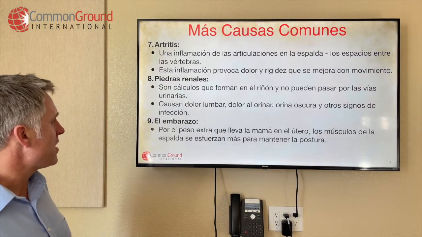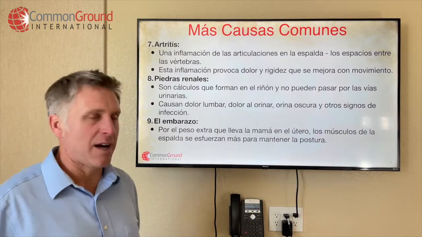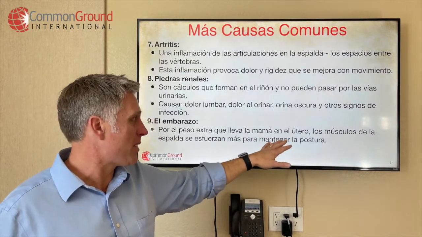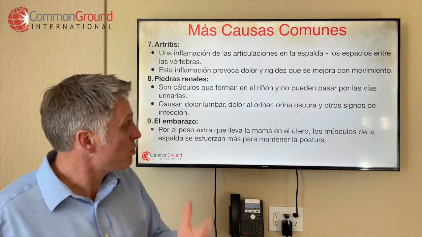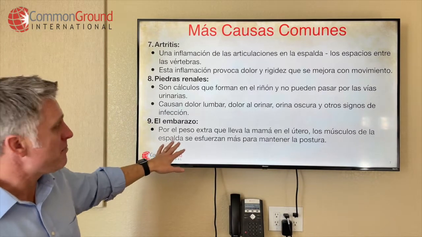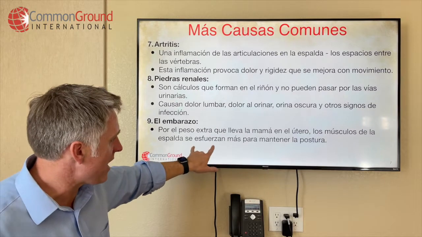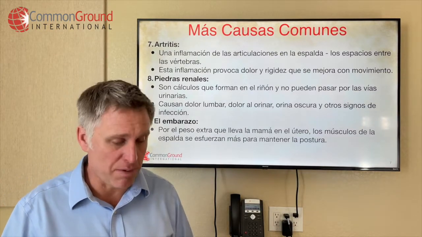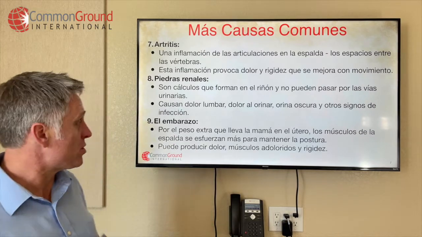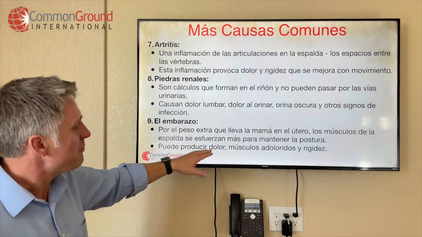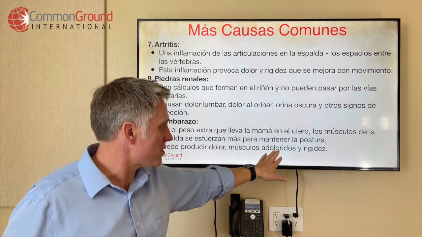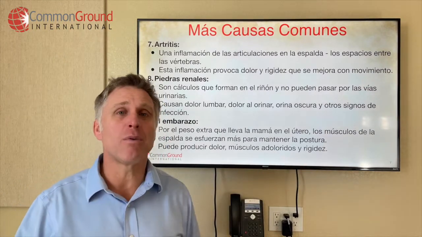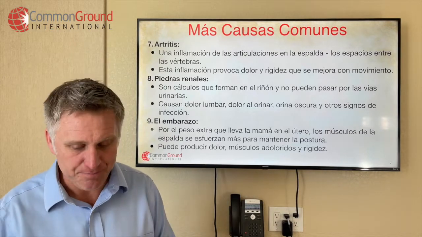El embarazo. Por el peso extra, because of the extra weight que lleva mamá en el útero, that mom carries around in the uterus, los músculos de la espalda, the back muscles, se esfuerzan, strain, más para mantener la postura. More, they strain more to maintain posture. Puede producir dolor. This can produce pain. Músculos adoloridos, sore muscles. So adolorido is a great word for sore. Músculos adoloridos y rigidez, and rigidity.